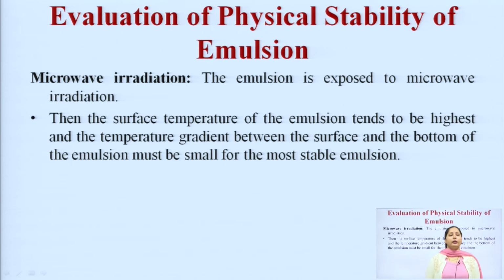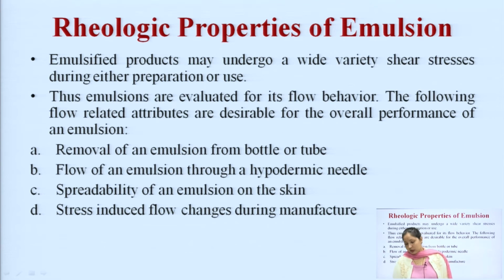Okay. So, here the emulsion is exposed to microwave irradiation, and what will happen is the surface temperature of the emulsion tends to be the highest, that is, a temperature gradient exists between the surface of the emulsion and the bottom of the emulsion. This temperature gradient, that is the difference between the temperature of the surface and the bottom, should be small in the case of a stable emulsion. But if this difference in temperature between the surface and the bottom is large, then that indicates poor quality of emulsion.